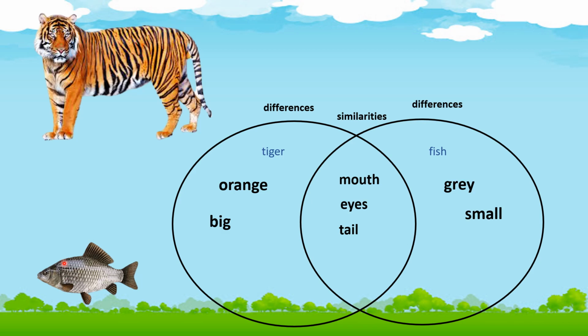Okay, now what covers the body of the tiger? The tiger has hair while the fish, what does it have? Look here, does it have hair? No, it has scales. So I write the scales under the fish in the fish part, right? Now, how does the tiger move? Do they move the same way? No, the tiger has legs, right? While the fish has fins. Okay, now we are done comparing the tiger and the fish using the Venn diagram.